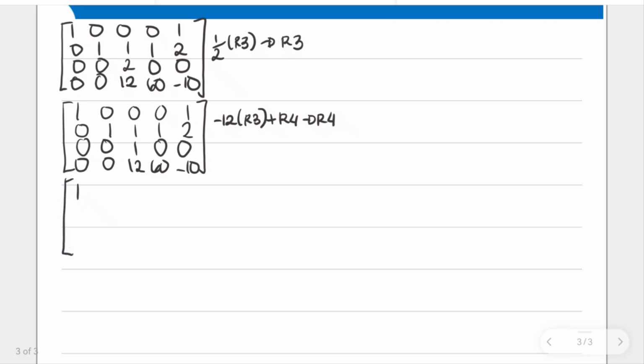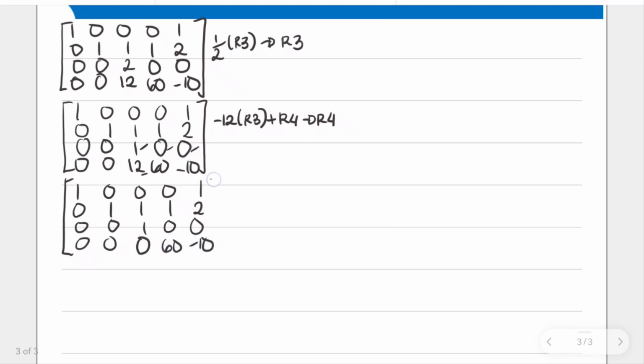So we have 1, 0, 0, 0, 1, 0, 1, 1, 1, 2, 0, 0, 1, 0, 0. Here comes the changes. Negative 12 times 1 is negative 12 plus 12, 0. Negative 12 times 0, so it will still be 60. Times 0, it will still be negative 10. Then we make this one. Okay, we multiply row number 4 by 1 over 60 for a new row number 4.